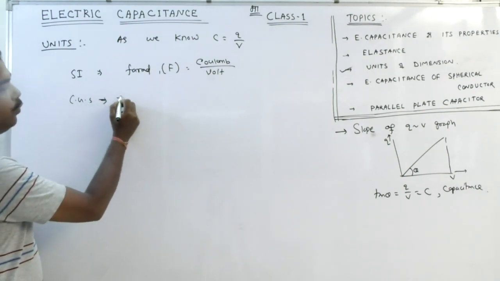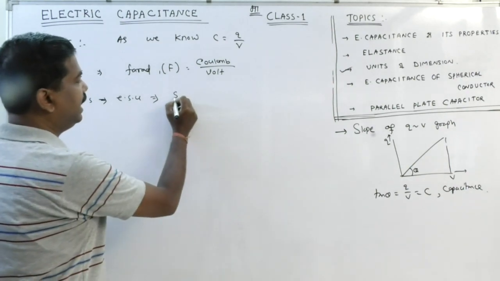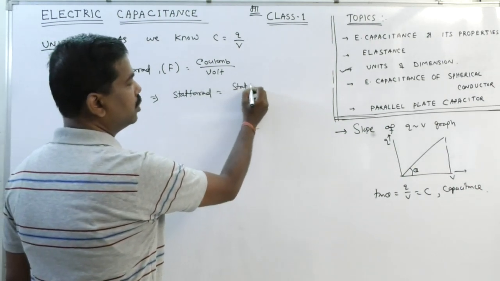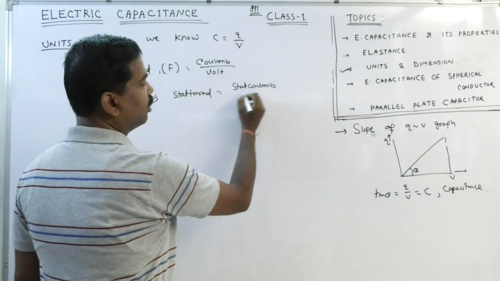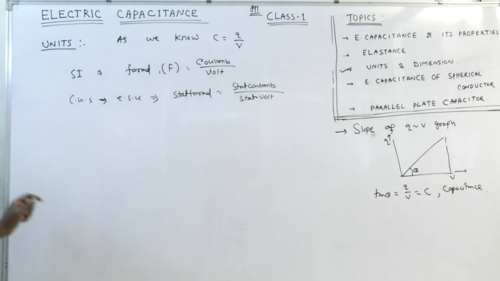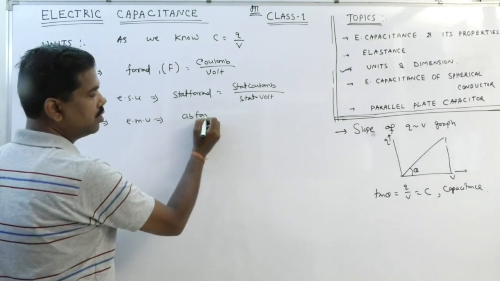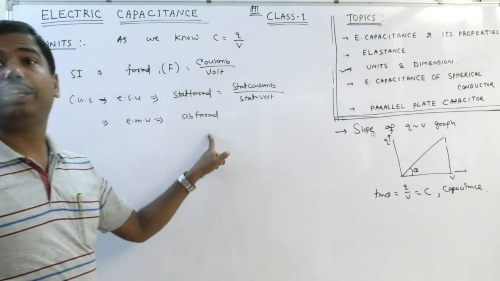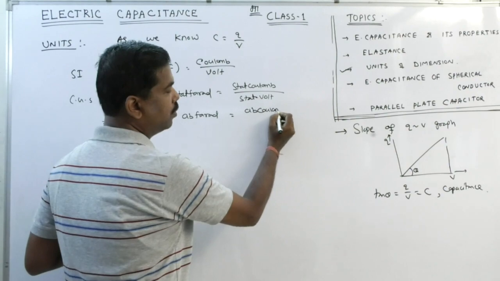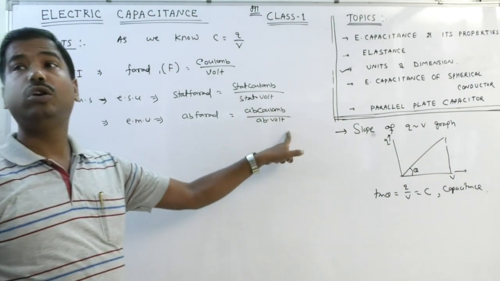In CGS, if we go for electrostatic unit, ESU, then it is statfarad, which means statcoulomb per statvolt. Again, in electromagnetic unit, it is abfarad, which means abcoulomb per abvolt.